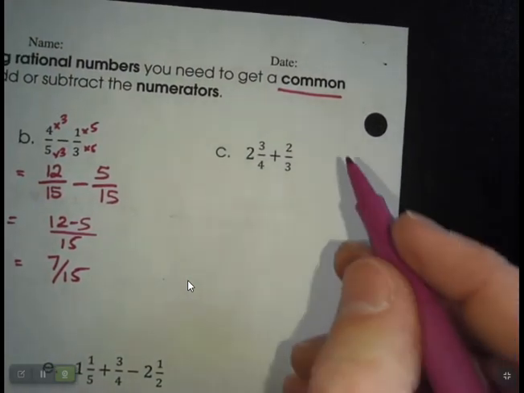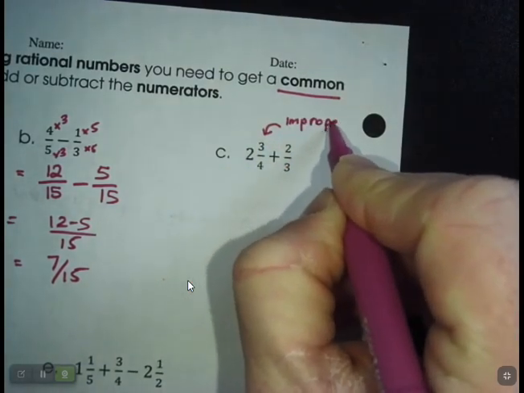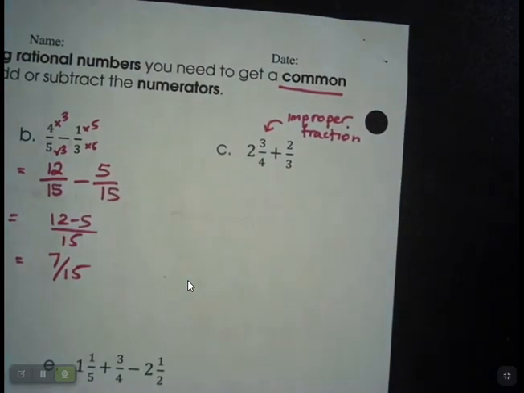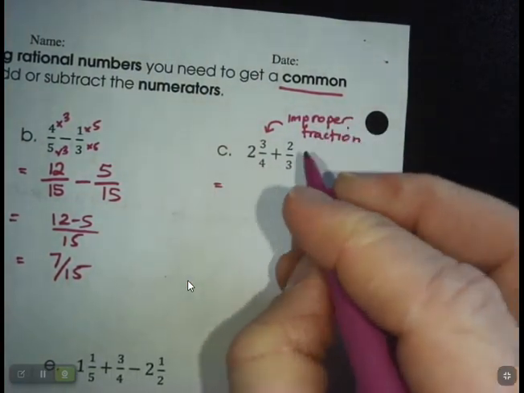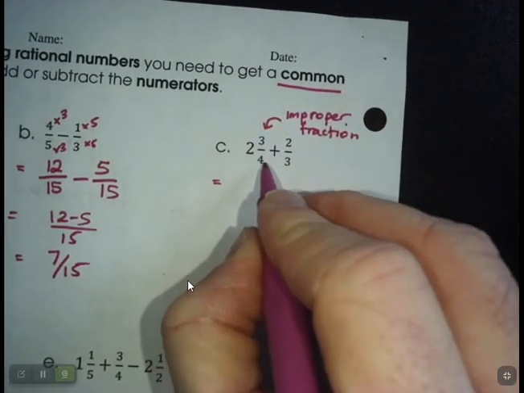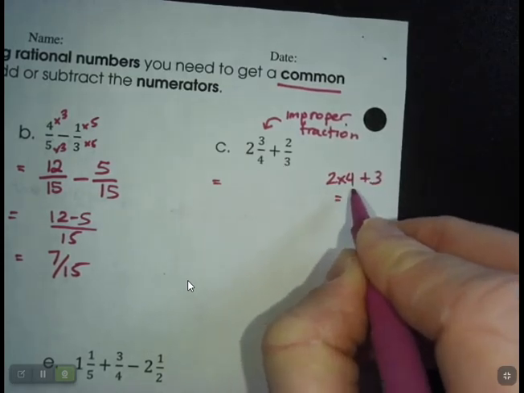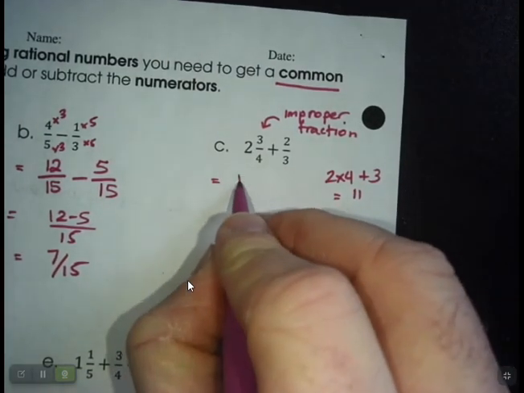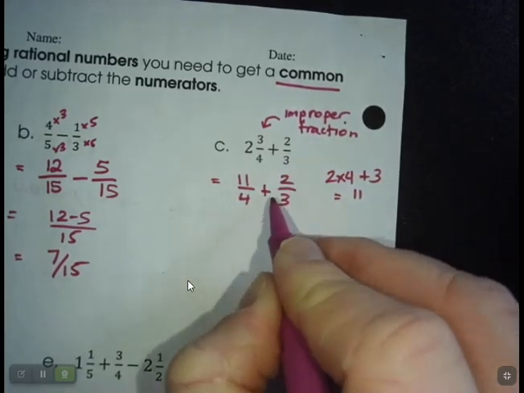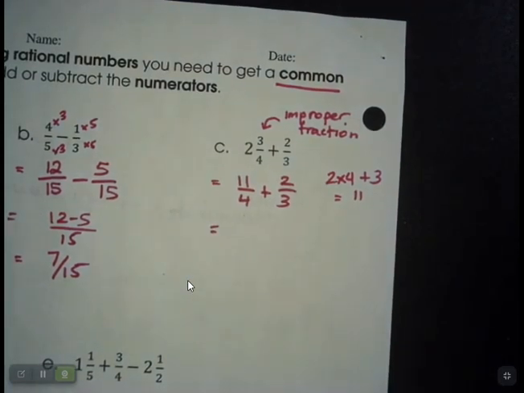If I look at the next one, I might want to change this to an improper fraction. So if I change that to an improper fraction, it's like saying two groups of 4, which is 8, and then plus the 3, so that ends 11. So this would be 11 over 4 plus 2 over 3. And then I can get a common denominator.